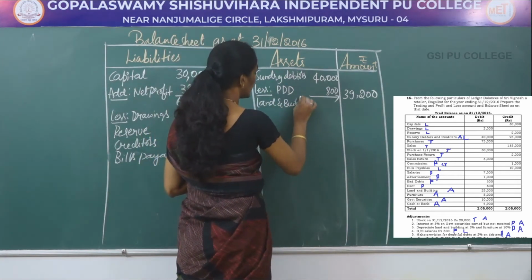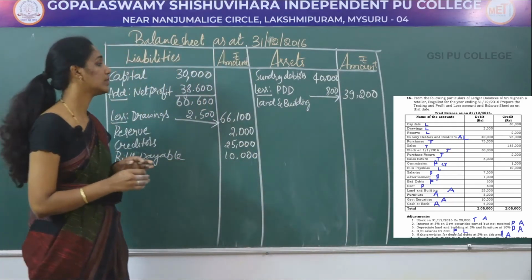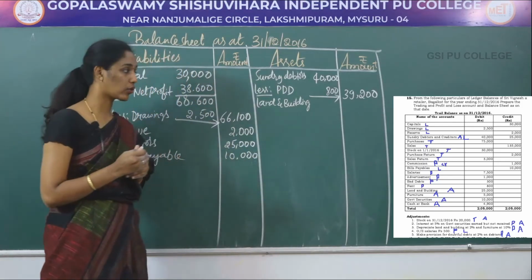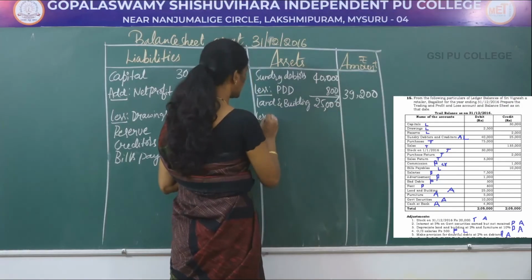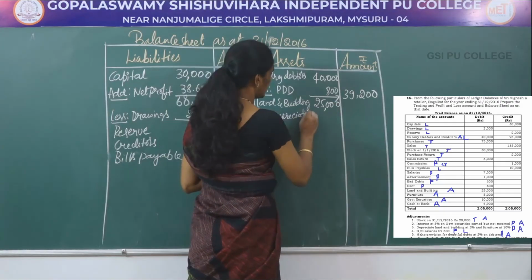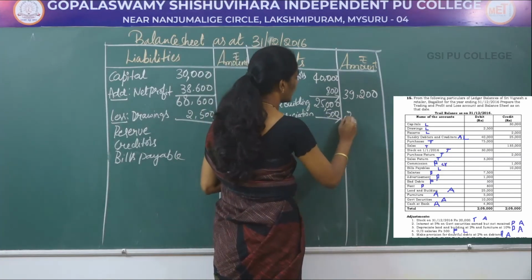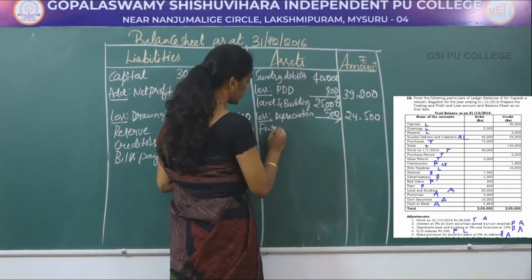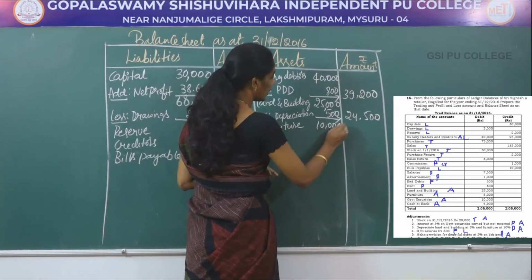The next, land and building. There is an adjustment relating to the land and building. As we know, there is a depreciation. So first record the actual amount of land and building in the inner column. 25,000 less depreciation. What is the amount of depreciation? 500. So you will get 24,500.